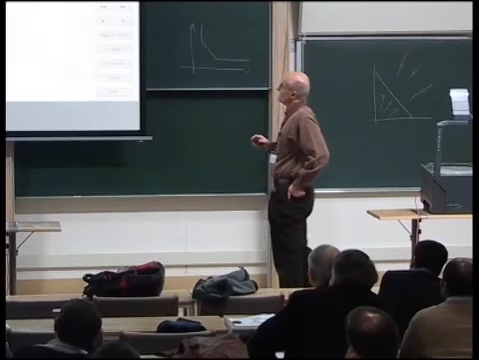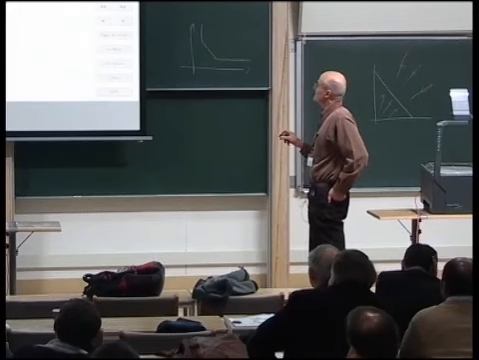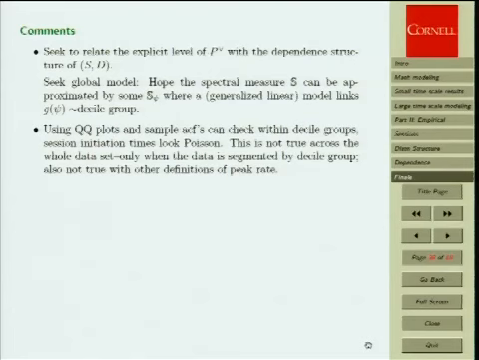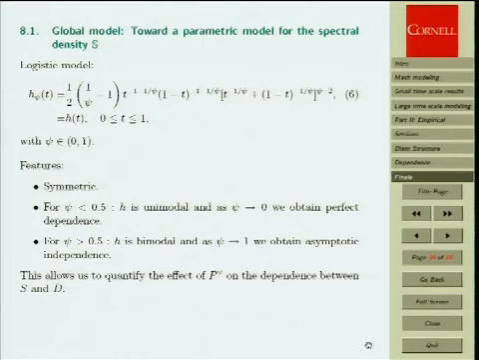Now we'd like to relate the explicit level of peak rate to the dependence structure. So what I would love is some parameter with which I can parameterize a class of densities, and the parameter could be related to the decile group. This is what generalized linear models do. So let's look at that. My time is getting to the end.